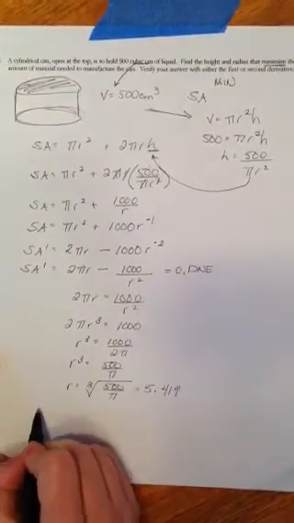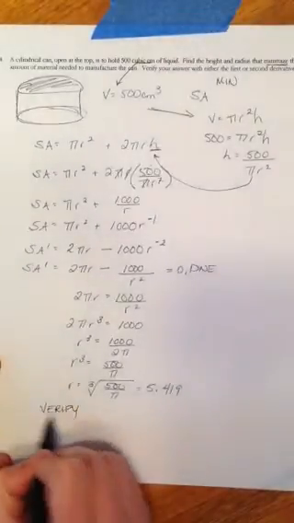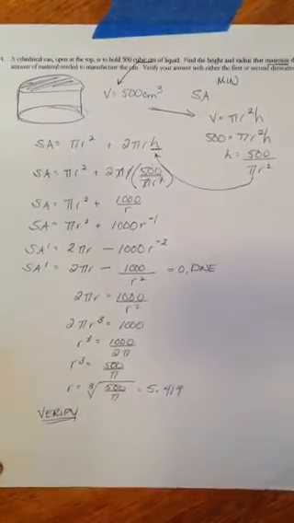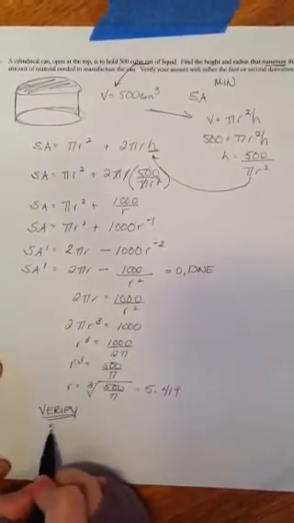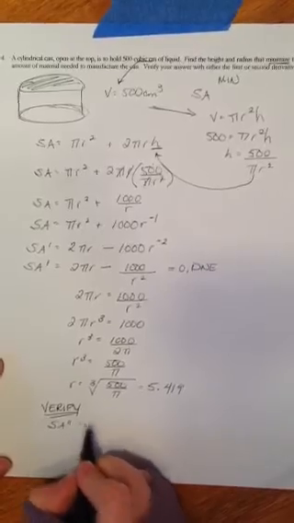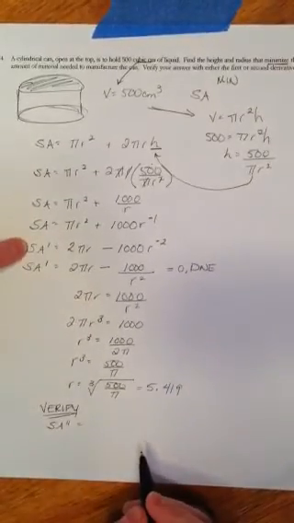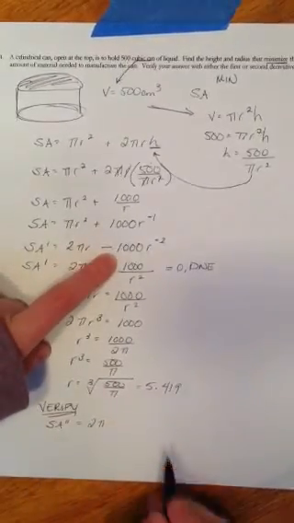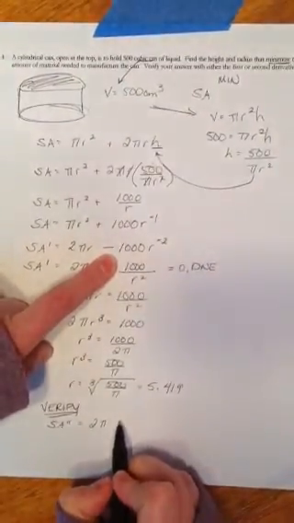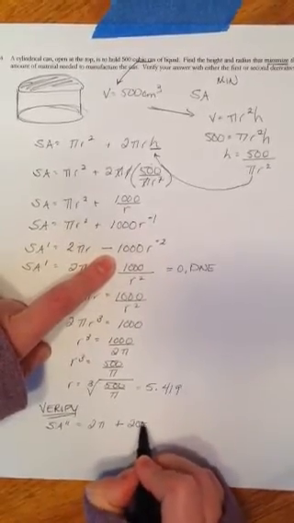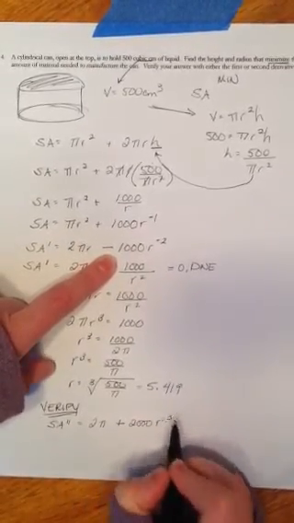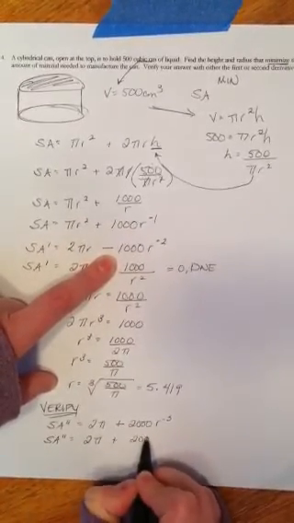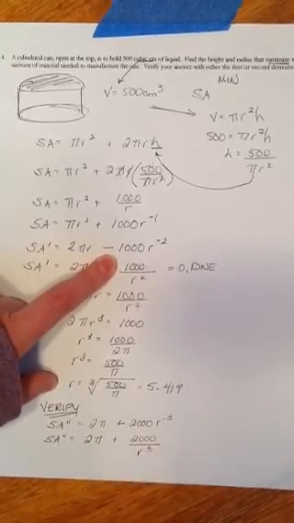So what I need to do is verify that this actually is a minimum. I know that this will make the derivative equal 0. I need to make sure it's a minimum. Second derivative, easy. Go back to your first derivative formula up here. The derivative of 2 pi r is 2 pi. When I bring my negative 2 down, it becomes plus 2,000 r to the negative 3. Simplify that, 2 pi plus 2,000 over r cubed.